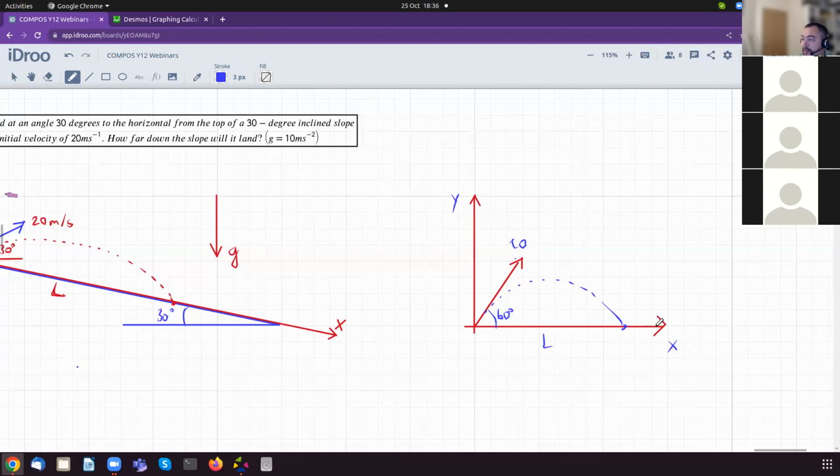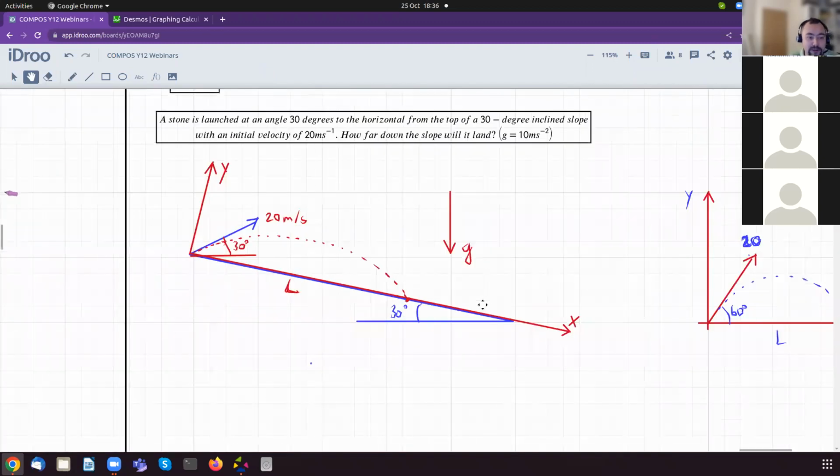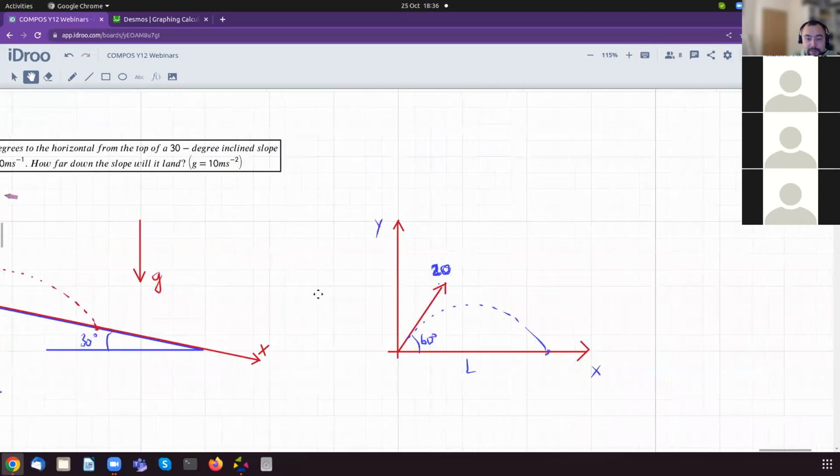All right, Robert, it does not matter if you use 9.8, 9.81, or 10. As long as you're clear what you're using as the approximation, you're fine. It does not matter.